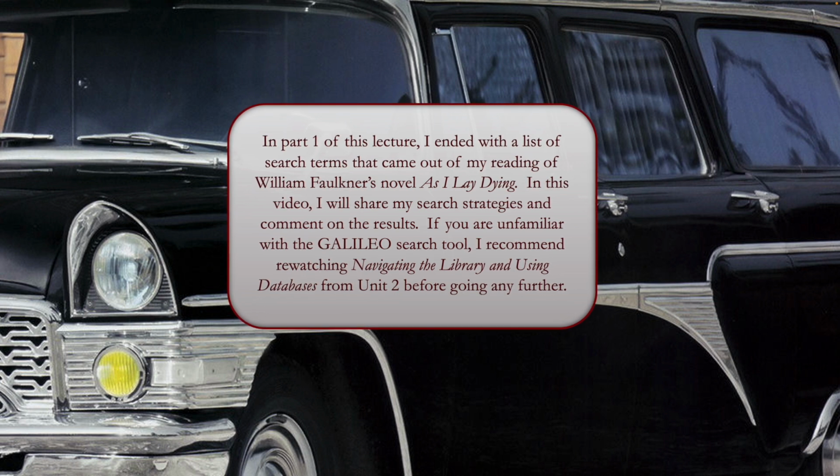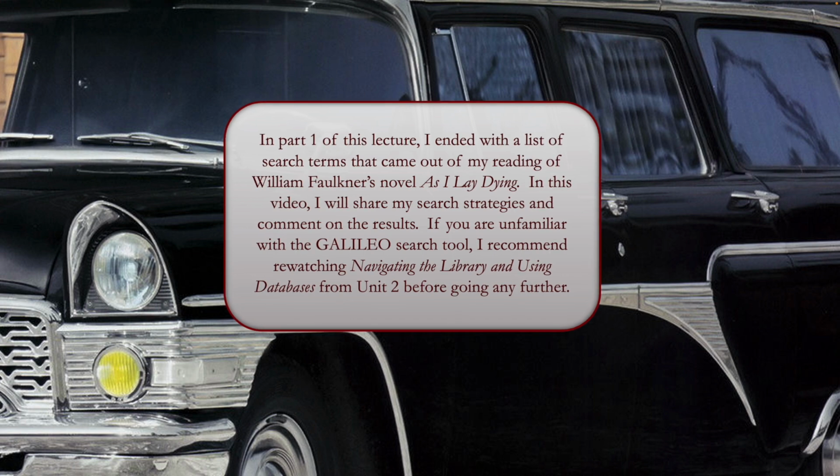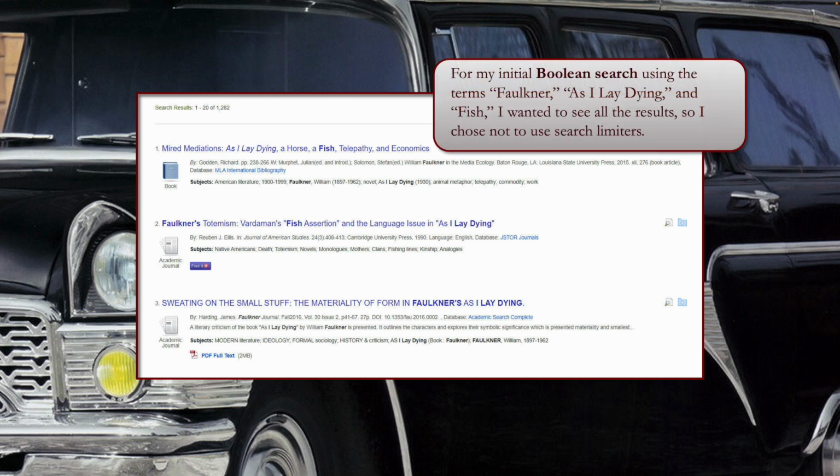If you're unfamiliar with the Galileo search tool, I recommend rewatching Navigating the Library and using databases from Unit 2 before going any further. So for my initial Boolean search using the terms Faulkner, As I Lay Dying, and fish, I wanted to see all the results. So I chose not to use any search limiters. And here you'll see in the second result in the list, there are my search terms in boldface.